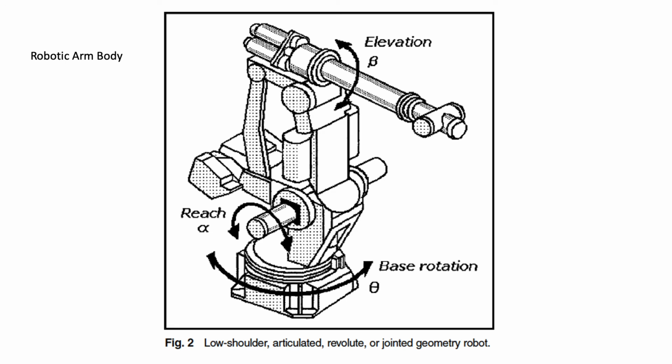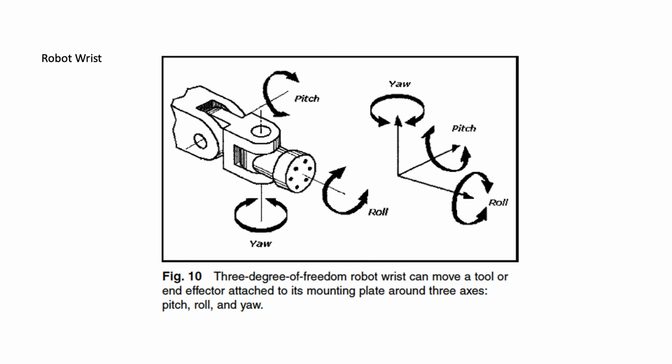So let's look at this robotic arm. These are the first 3 degrees of freedom. As we can see, the base rotation, reach and elevation, which is considered rotation, up and down, and backward and forward motion for the head. And the robotic arm's wrist is capable of having 3 degrees of freedom. As we can see, roll, pitch and yaw.